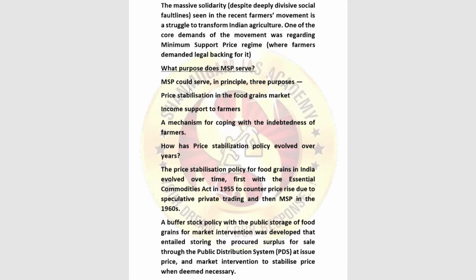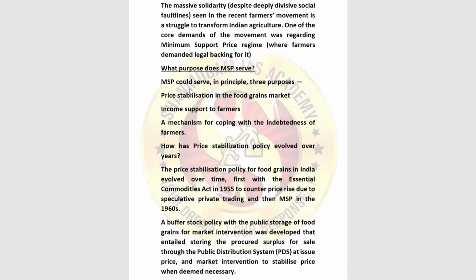The minimum support price on any agricultural crop is fixed on the recommendation of the Commission for Agricultural Costs and Prices, shortly CACP, an apex advisory body for pricing policy under the Ministry of Agriculture. This we need to know because prelims questions can be asked on these bodies. So the main recommending authority is the CACP, an advisory body on pricing policy under the Ministry of Agriculture.